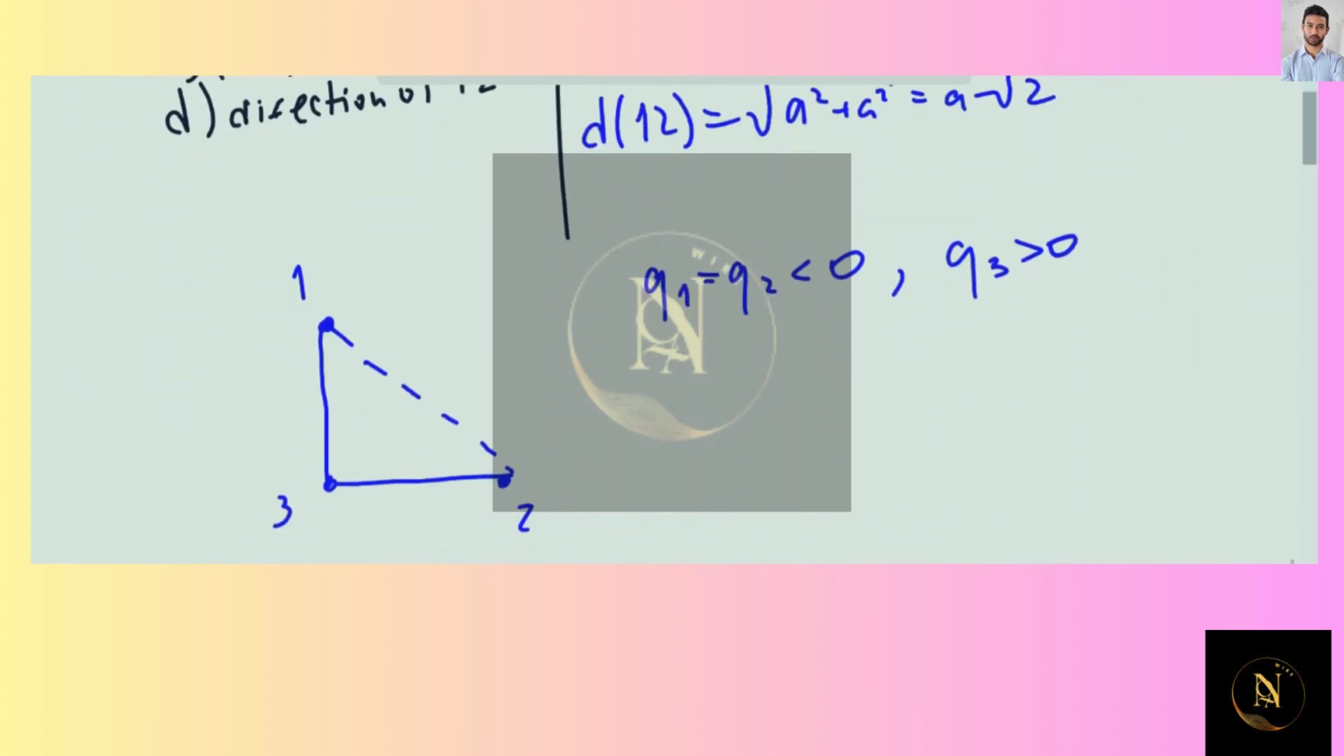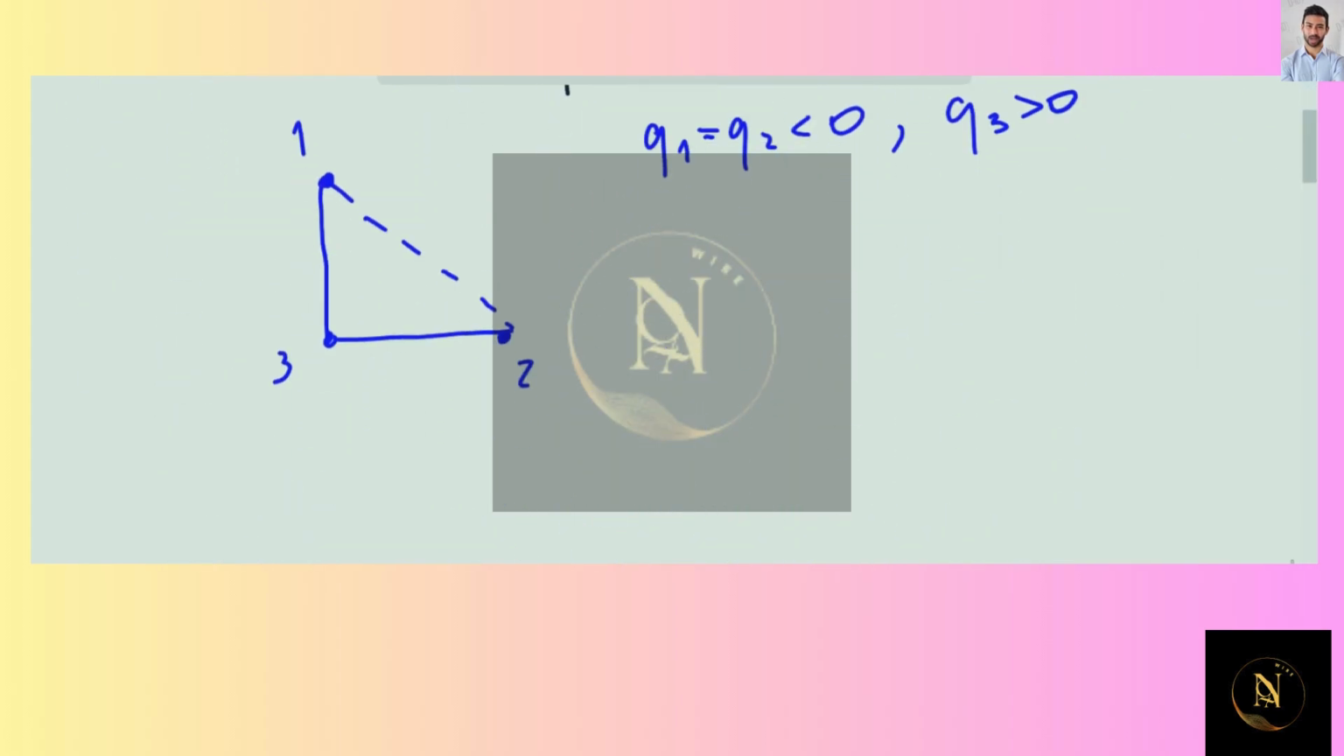And let's repeat the signs of these charges. Q1 and Q2 are equal and both negative, while Q3 is positive, right? So therefore, the first charge will act on the second charge with a repulsion force, which will be directed to the right bottom corner of the screen. So this is F12. And F12 is a force at which charge 1 acts on charge 2.